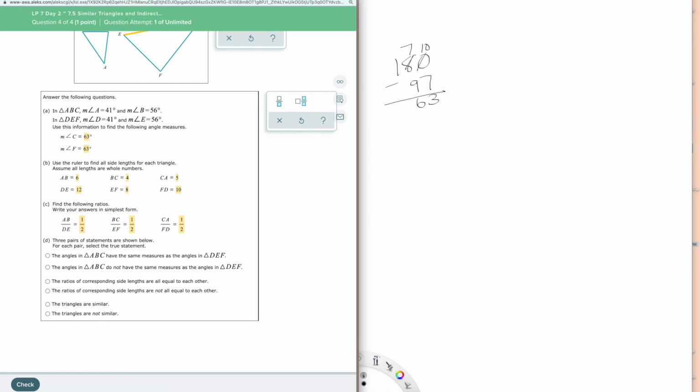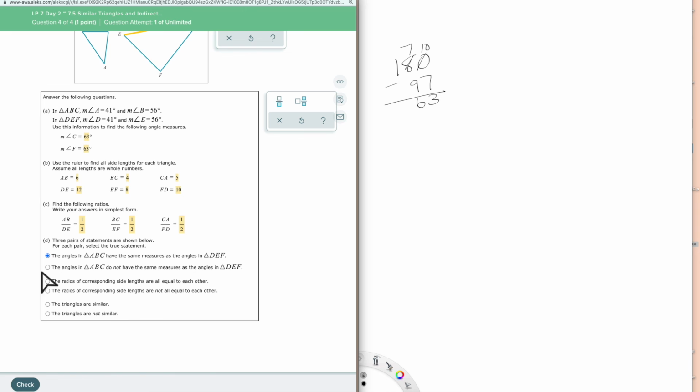So now we're going to answer, for each one of these little groups, if you notice they're kind of grouped, we're going to click one of the answers. So 3 pairs of statements are shown below. For each pair, select a true statement. So the angles ABC have the same measures as the angles DEF. Well, that was true. We found the same ones. If we didn't find the same ones, we would click here. They do not have the same measure angles. And if we can't match up all 3 of one triangle to all 3 of the other triangle, they're not going to be similar. So we need to be able to match them up at the end here. Whether or not they give us the corresponding to begin with, at the end we should be able to match 41 to 41, 56 to 56, 63 to 63.